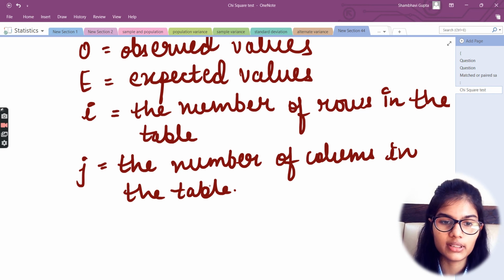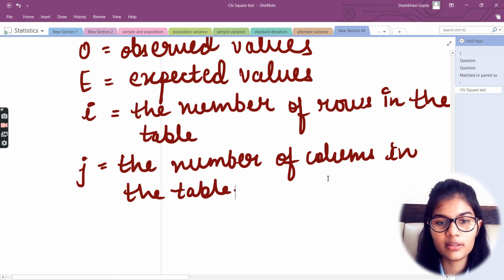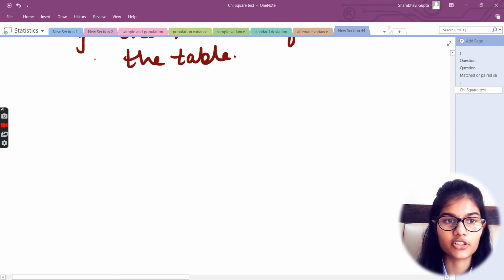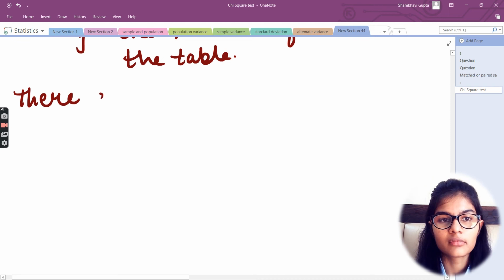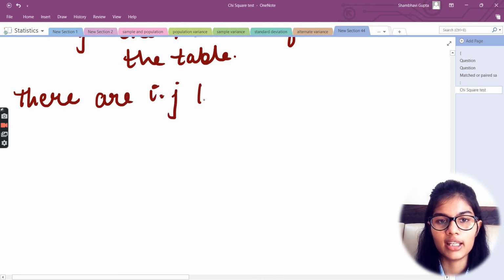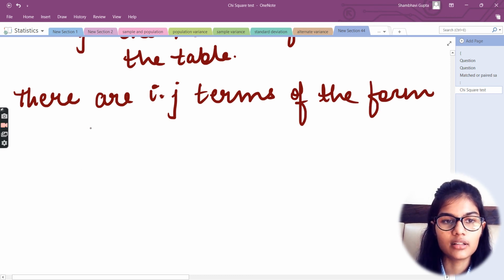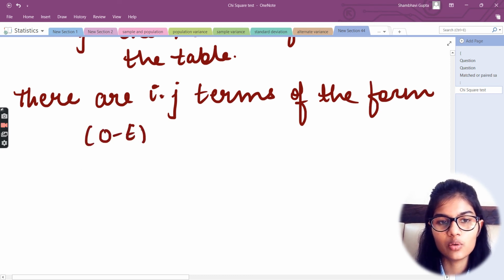Now let me quickly come down, as I have some other points to add here as well. There are i dot j terms of the form (O minus E) whole square divided by E.